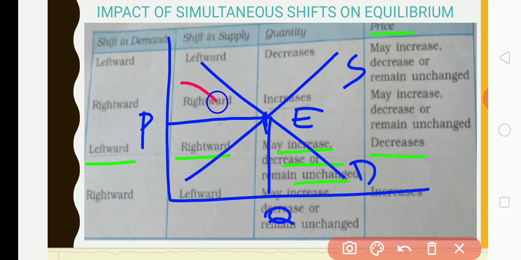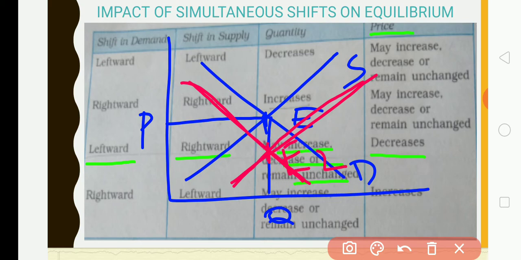Shifting leftward means the demand curve shifts leftward, and the supply curve shifts rightward. Rightward means this is the rightward. Okay, now where the demand curve and supply curve intersect at this point, this is E2. Again the equilibrium price will be P2 and the equilibrium quantity will be the same Q.